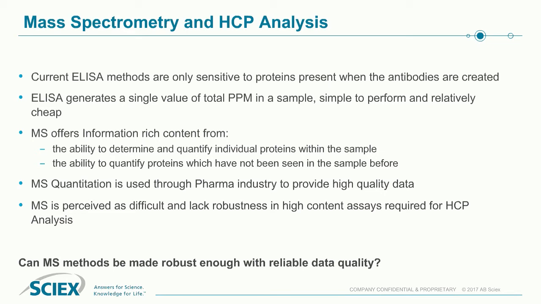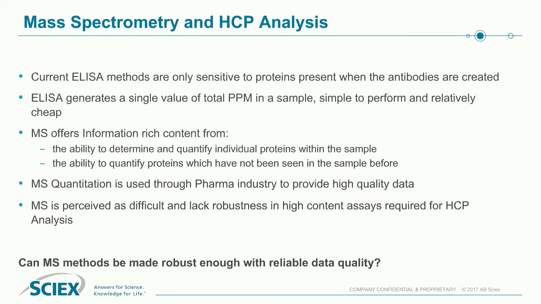Mass spectrometry is seen as the quantitation method of choice in the small molecule pharma industry, providing high quality data, and has been present there for many years. So we know it has a good basis for quantitation. But one of its big challenges is that it's perceived as a very difficult method and with lack of robustness in the high content assays which are really required for host cell proteins.